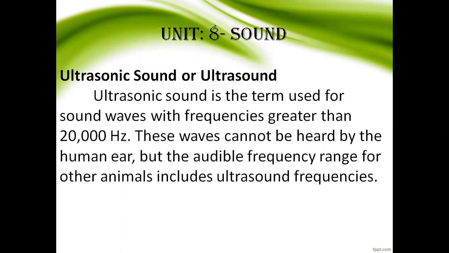Already, we know that sound with frequency above 20,000 Hz is called ultrasonic sound or ultrasound. Human beings can't hear it, but some animals can hear ultrasonic sound, for example, dogs and deer. So human beings can't hear ultrasonic sound and infrasonic sound. Below 20 Hz is called infrasonic sound, and above 20,000 Hz is called ultrasonic sound.